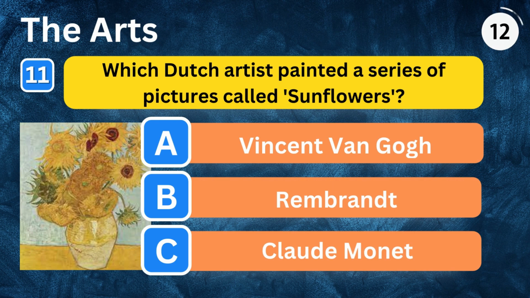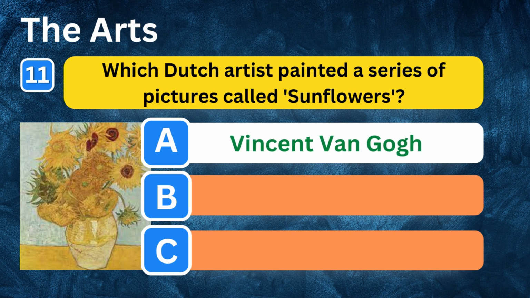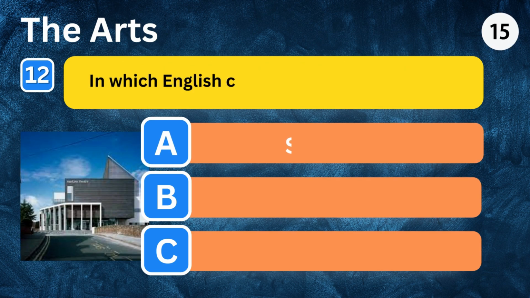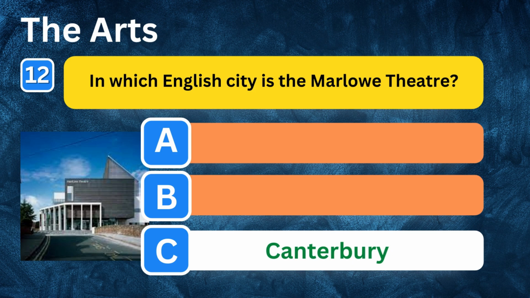Which Dutch artist painted a series of pictures called Sunflowers? Was it Vincent van Gogh, Rembrandt, or Claude Monet? And the answer was Vincent van Gogh. Question number 12. In which English city is the Marlowe Theatre? Is it Salisbury, Cambridge, or Canterbury? And the answer is Canterbury.